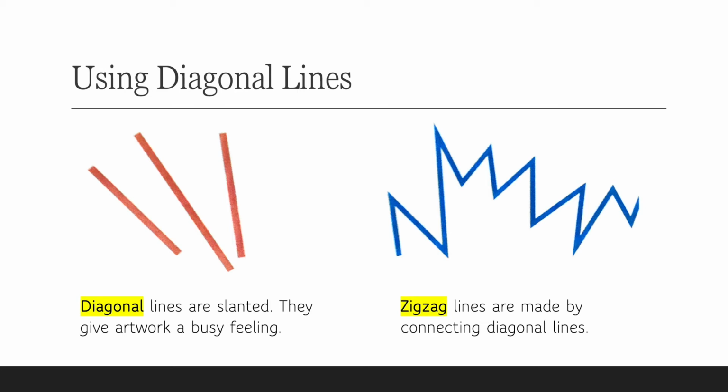Tree branches can be diagonal lines, and a bolt of lightning can create zigzag lines. What are some other ways diagonal or zigzag lines occur in the world? I'll give you a minute to think about that.